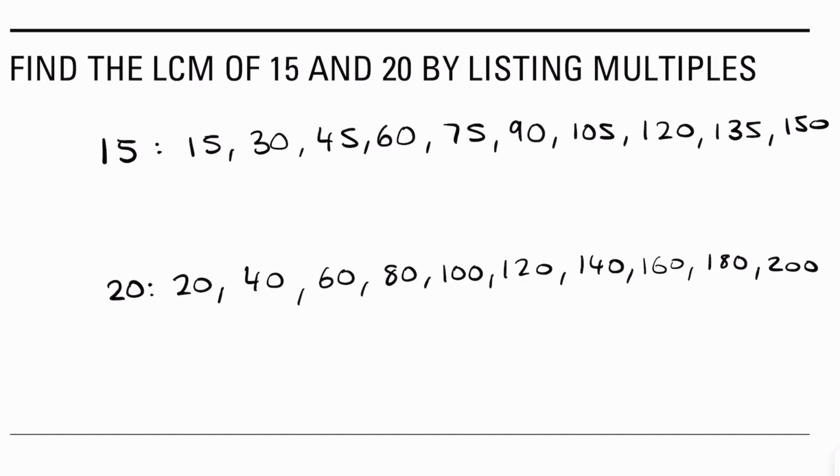So I can see we have 120 and 120. So those are common. Do we have any smaller ones? Well, I can see we've got 60 and 60 there. And I believe that's it. So which number is smaller, 60 or 120? Well, 60 is, therefore the least common multiple is 60.